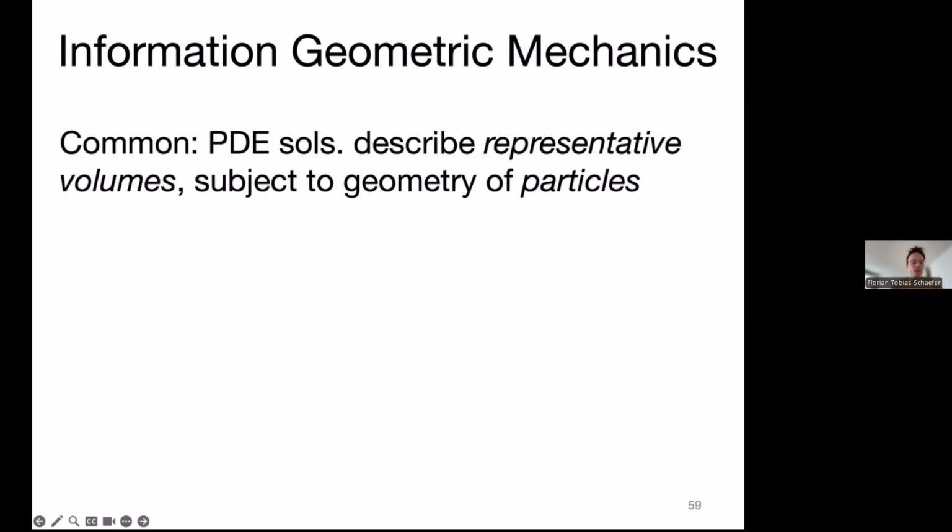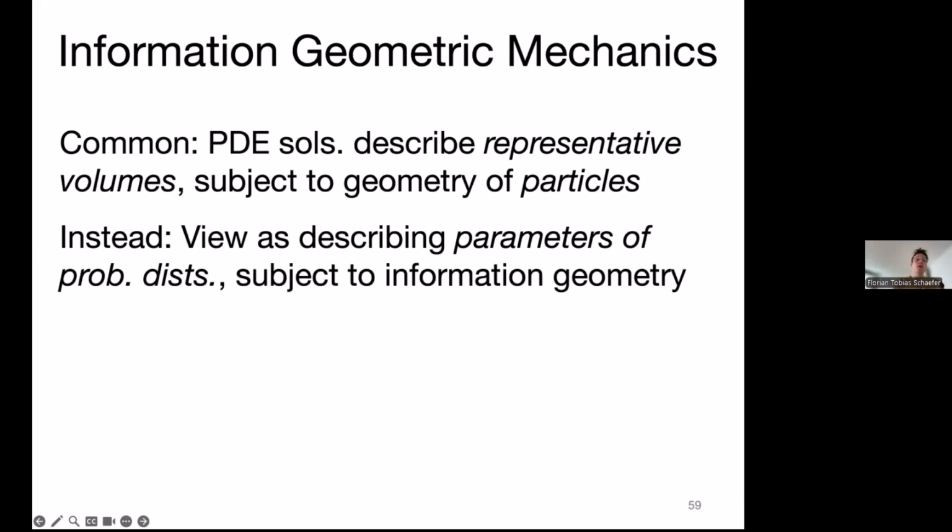And so that is the big picture goal of this research line of information geometric mechanics: normally we view the solutions of these continuum mechanical PDEs as describing some kind of representative volume that interacts with other representative volumes the way individual particles would be interacting. But instead, we should really view them as parameters of probability distributions that are summarizing some microscopic statistical physical theory. And so then we should use these statistical insights to decide how we should be coarse graining them, how we should be evolving them in time.